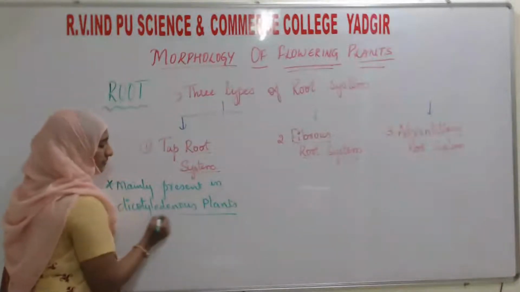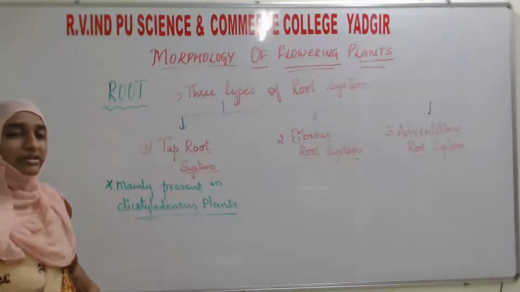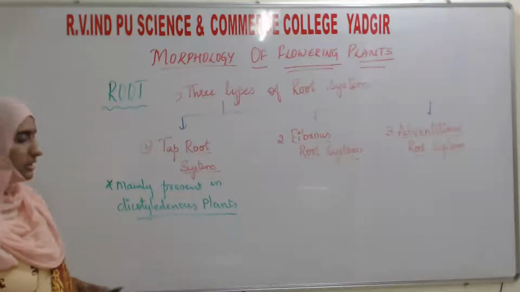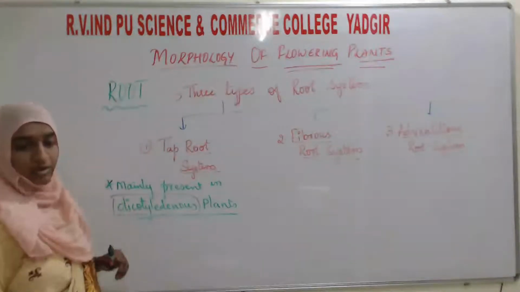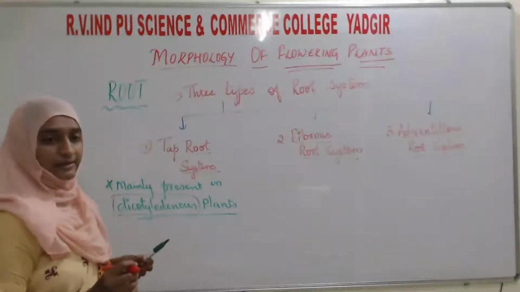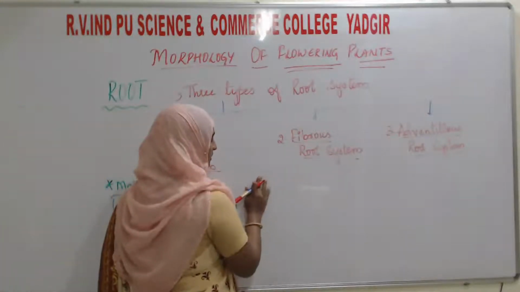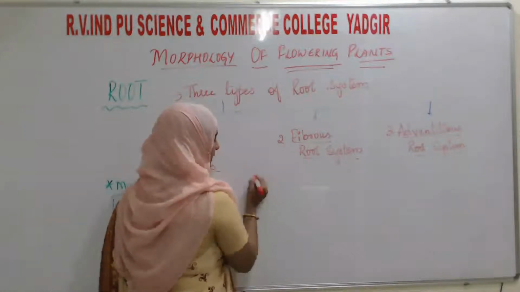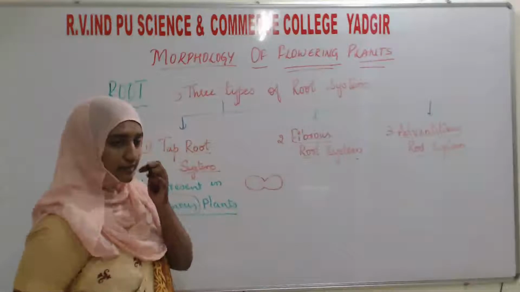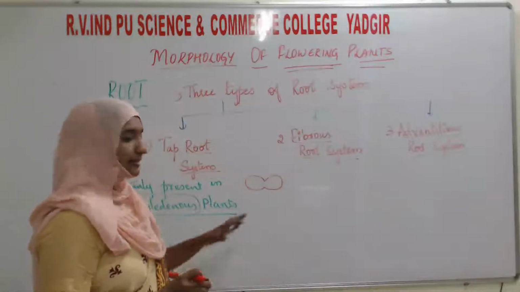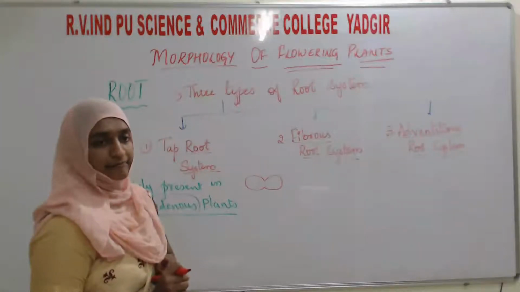In which plants? That is the dicotyledonous plant. What do you mean by this dicotyledonous? When a seed is there, the seed will have two coatings, and the coatings are made for the storage of food material.